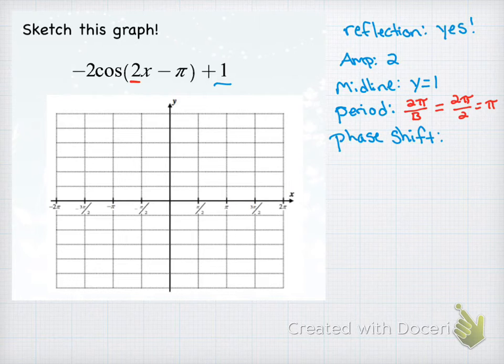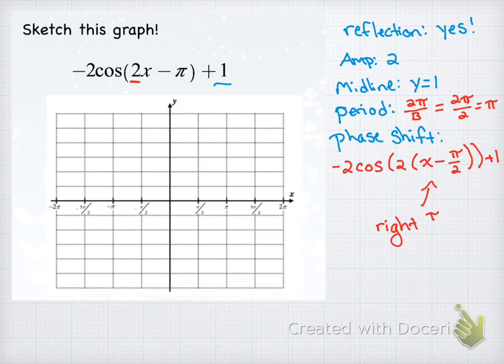The phase shift, we are not ready to name the phase shift yet because the frequency has not been factored out. X does not have a coefficient of 1. So before I'm ready to identify the phase shift, I am going to rewrite my function and factor out this frequency. So I have 2 times x minus, and remember when I factor it out, I'm just dividing by that number. So if I factor out a 2 from this, I'll end up with a pi over 2 plus 1. Well, now I can see my phase shift because x has a coefficient of 1, and I know that this function is going to go right pi over 2.